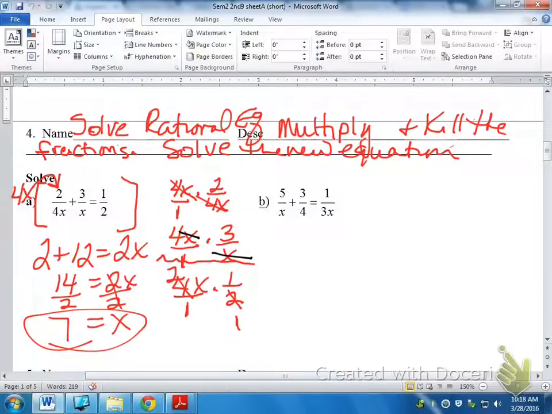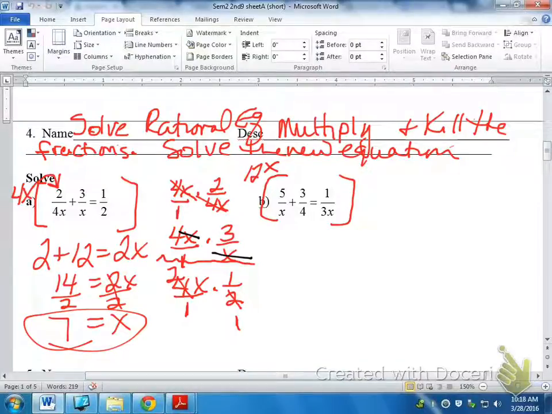Yes? Can I take a look? Yeah, here you go. Yes, do this one. So 5 over x plus 3 over 4 equals 1 over 3x. So the common denominator would be 12x, because there's a 4 that you got to get rid of and a 3. So the least common multiple there is a 12. And then there's an x.